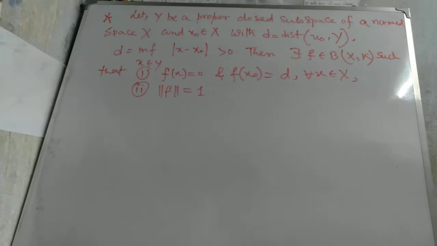Then what do we find? There exists f belongs to X star, a bounded linear functional, such that first, f(x) equals 0 for x belongs to Y and f of x0 equals d, and second, norm of f equals 1. Then we go to further discussion about that.